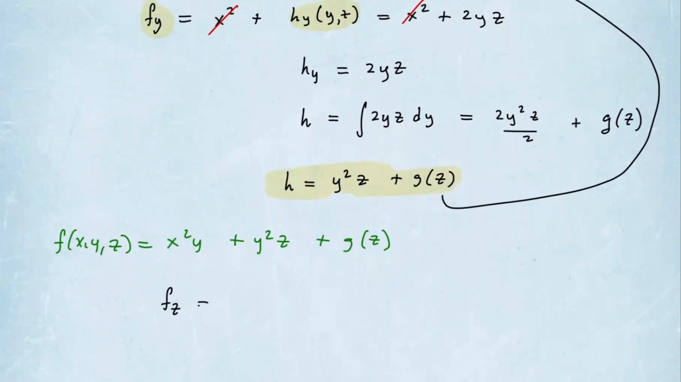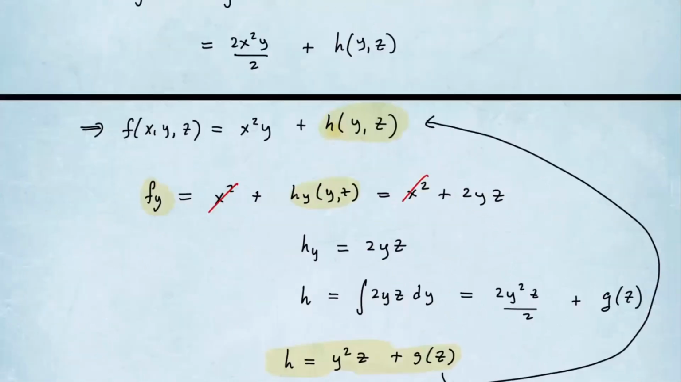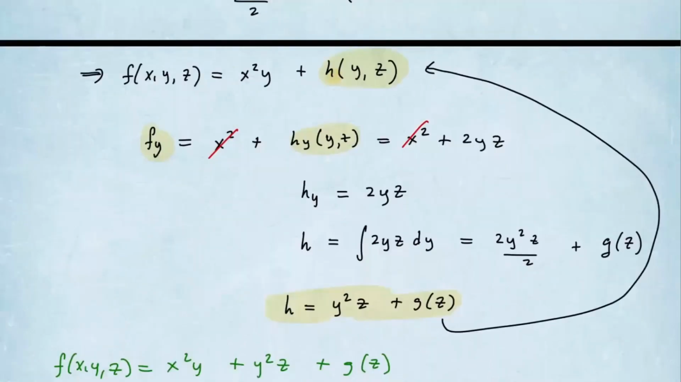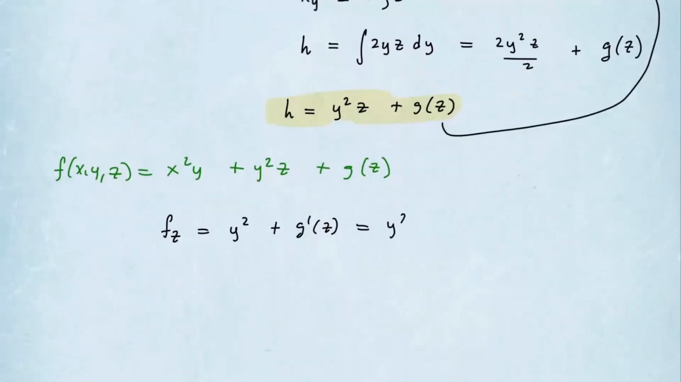So the first term is 0. The second term will just give you y squared plus g prime of z. And then I'm going to set this equal to f sub z, which is from the original, f sub z is this term right here, y squared. I'm going to set it equal to that. This is equal to y squared. And then again, you'll see that y squared will cancel out. So you'll have your g prime of z is equal to 0, or you can call it a constant if you want, which means g, by integrating, g function of z is just going to be a constant function.